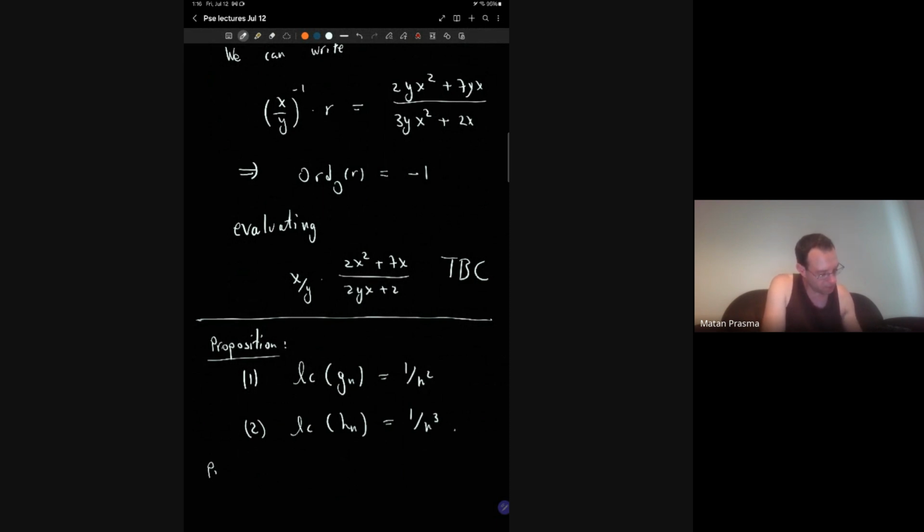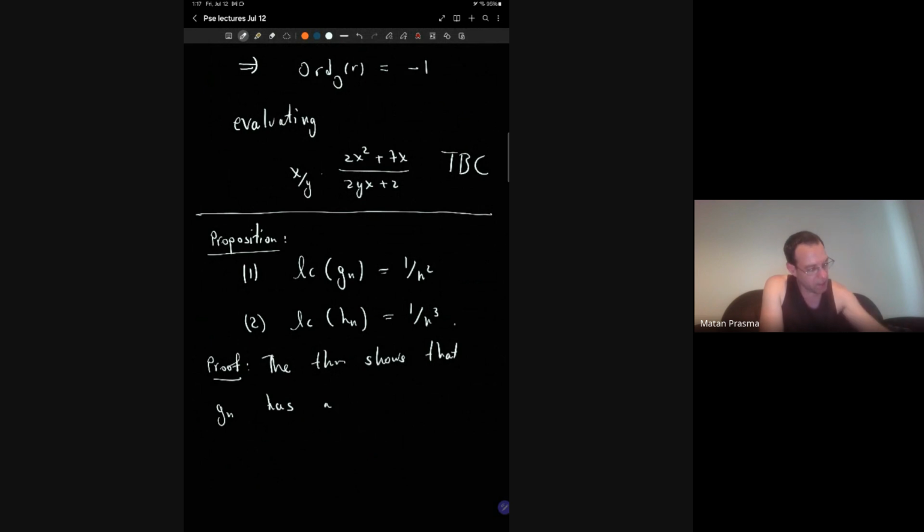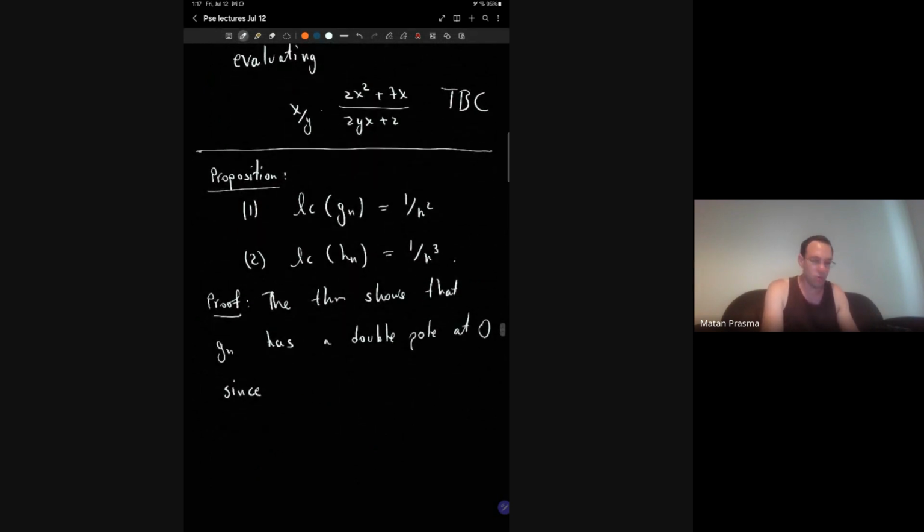Now, how do we prove this? The theorem shows that Gn has a double pole at O. The reason is as follows. I take the uniformizer x over y at O, and I can write Gn as x over y to the minus 2 times x cubed divided by y squared times Gn over x.